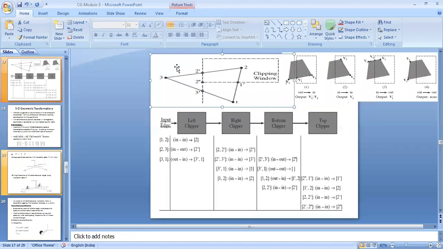First, I need to check whether there is any area towards the left side. Yes, in this example there is an area towards the left side of the clipping area. Obviously, this gets deleted. Next, I will check if there is any area towards the right side, next towards the bottom, and next towards the top. I will be applying the concepts which they give, so that at the end I get only the part of my object which is inside the clipping area.